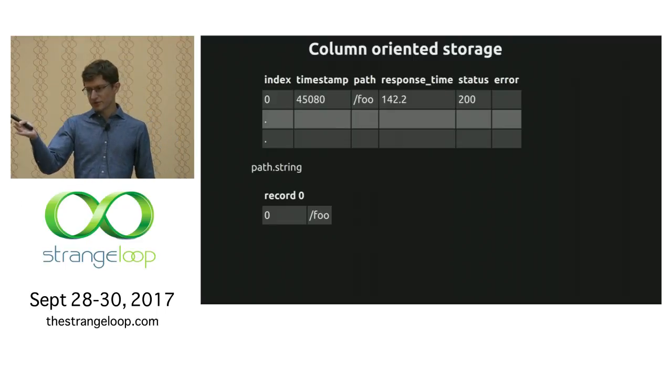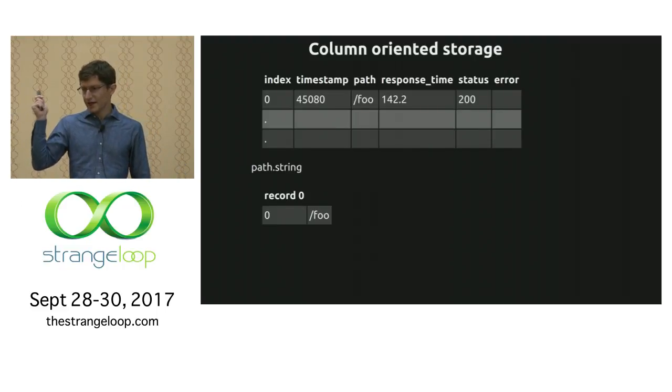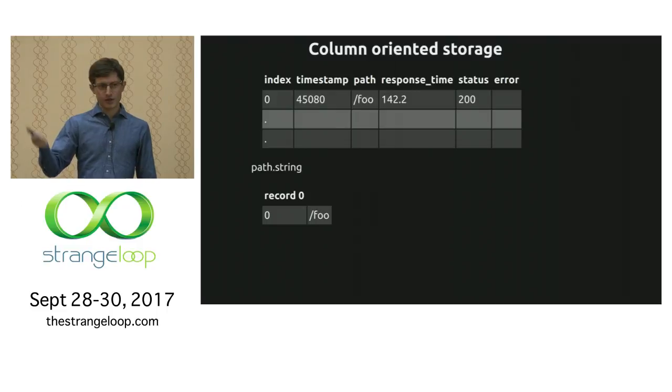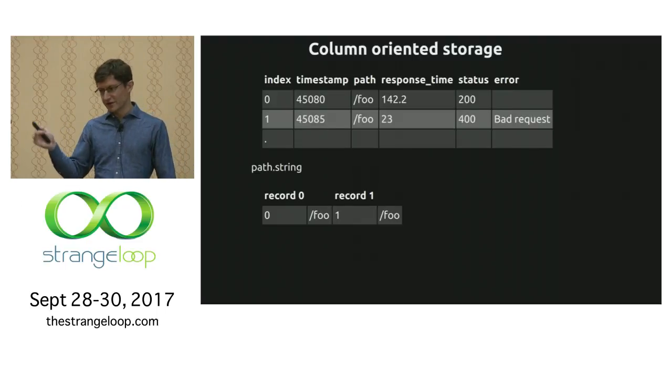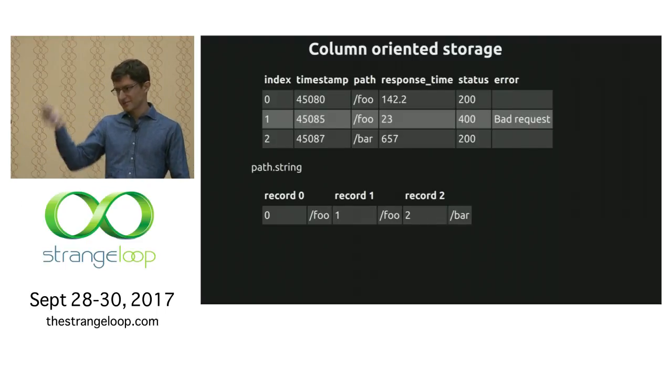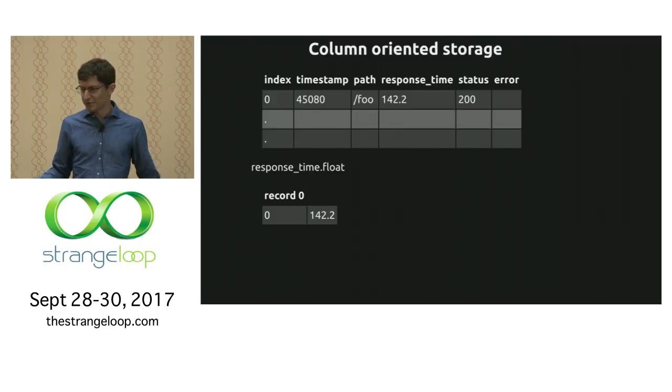So here's how we would store, as an example, the path field. We have a file called path.string because it's a string. An event comes in with index 0. We write the index value, and then we write the value of the field, which is foo. Another event comes in. We write the index, we write the value of the field. Another event, same thing. So this is how we would encode one column of this table. Just to hammer home the point, here's how we would do it for the response time field. We write the index, we write the value, and so on, and so on.